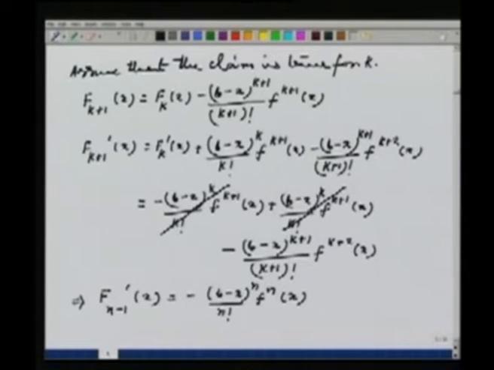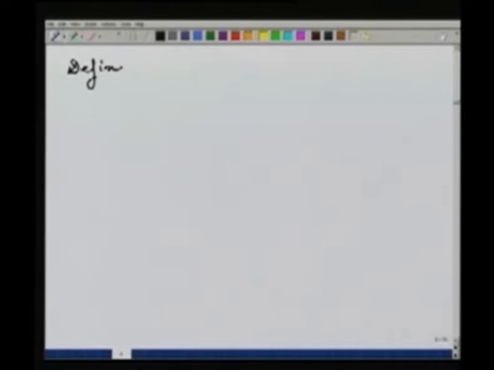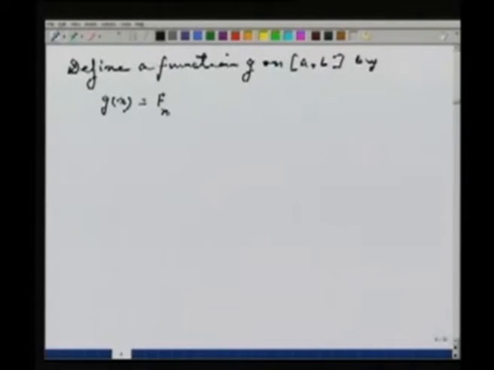Okay. Now I am going to use this in the following form. What I do is I define a function g on the closed interval [a,b] by g(x) equals F_{n-1}(x) minus (b minus x) to the power n divided by (b minus a) to the power n into F_{n-1}(a).